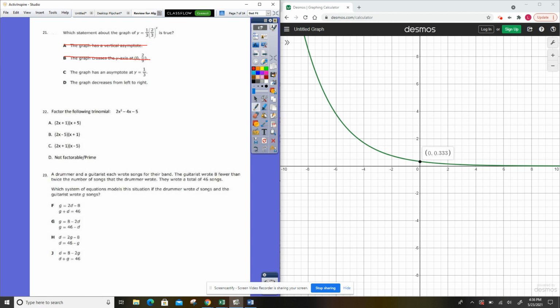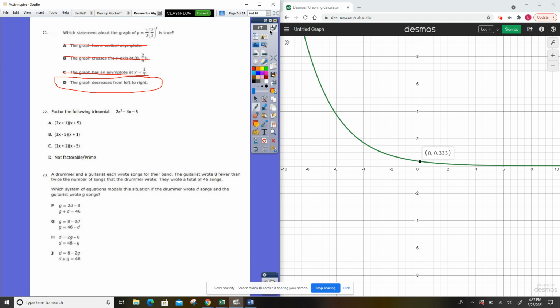C says the graph has an asymptote at y equals 1/3. Now we already said the asymptote is at y equals 0, so that is also not true, leaving us with answer choice D. Answer choice D says the graph decreases from left to right, which it in fact does.